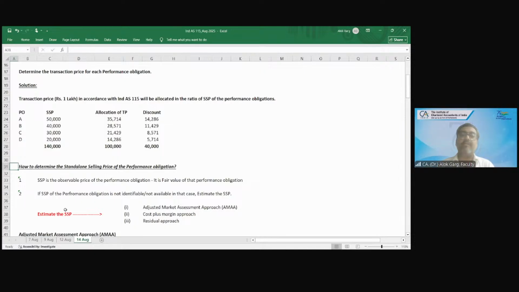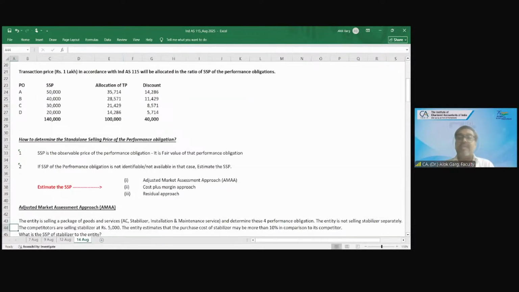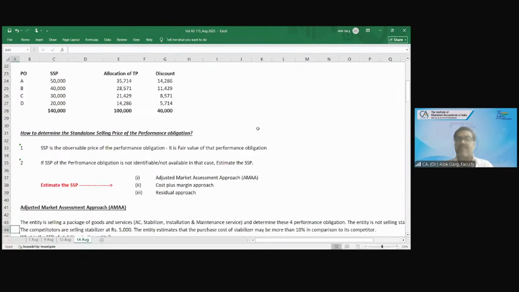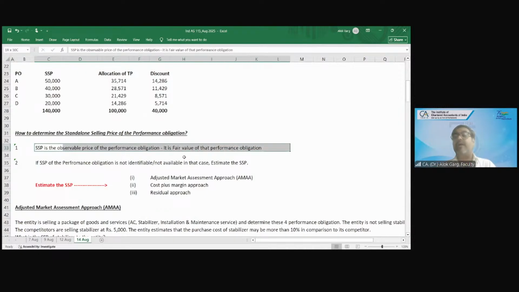So friends, how to determine the standalone selling price of the performance obligation? What is a standalone selling price? It is the individual price of each performance obligation. Individual fair value, market value of each performance obligation. This is your standalone selling price, correct? So standalone selling price is the observable price of the performance obligation. It is the fair value of that performance obligation.